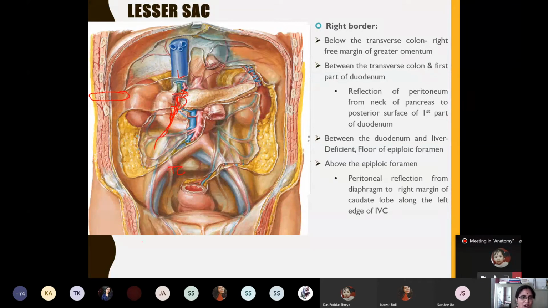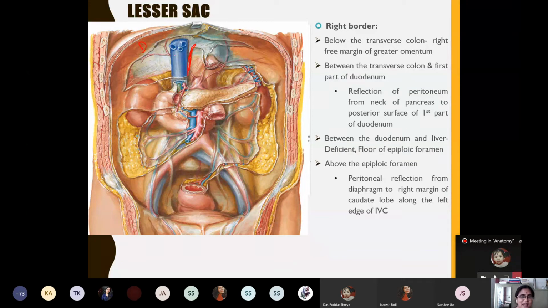Yes. Then above the epiploic foramen, the right border of the lesser sac is formed by, here you can see, this is the right border, my dear student. Right border is formed by the peritoneal reflection. What is this? This is the diaphragm. Yes, you know this. So peritoneal reflection from the diaphragm to the right margin of the caudate lobe.